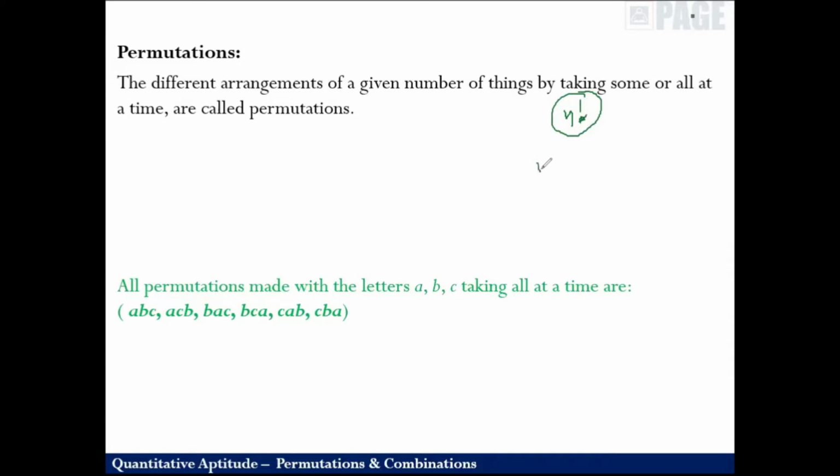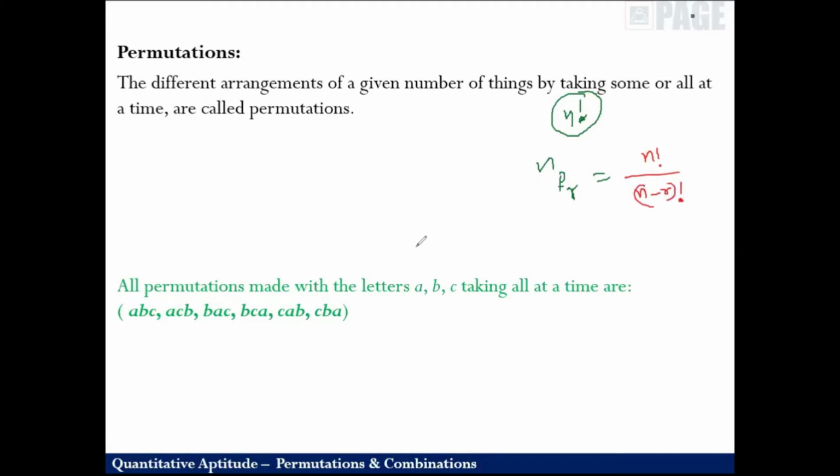Whereas if there are n persons and you want to arrange only r persons, so r persons are arranged from n persons, that is nPr. That nPr formula is what? This is n factorial by n minus r factorial.